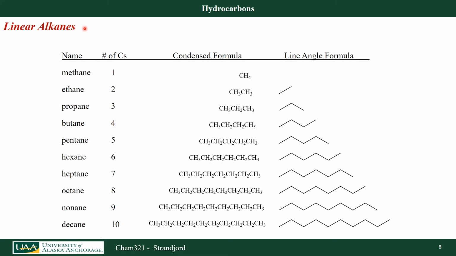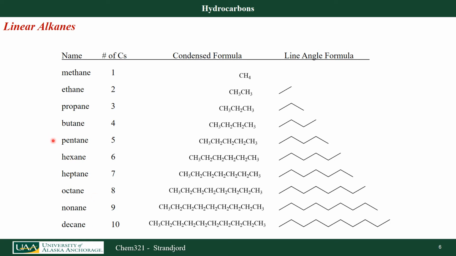Let's look at a short list of linear alkanes. If I have 1 carbon, we call that methane, CH4. 2 carbons in a row, that would be ethane. 3 carbons, propane. 4 carbons, butane. 5 carbons, pentane. 6 carbons, hexane. 7 carbons, heptane, 8 carbons, octane, 9 carbons, nonane, and 10 carbons, decane.